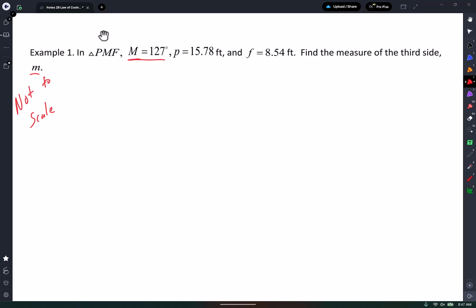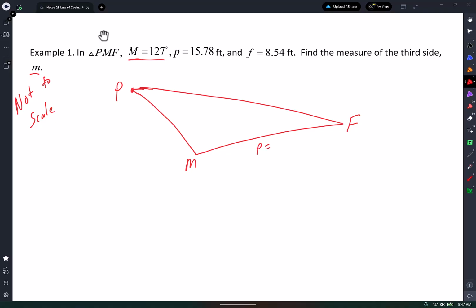I guess an obtuse triangle. So let me see if I can draw an obtuse triangle. There's my triangle. Here we go. P, M, F. The vertices, I labeled them capital letters. So capital P creates little p. So this is little p, which is 15.78 feet. Capital F creates little f. So this is little f. And that one is 8.54 feet.